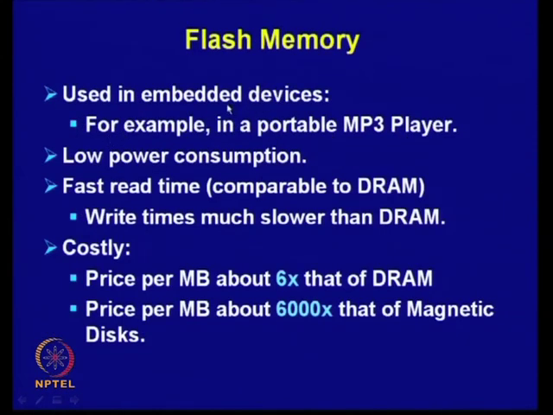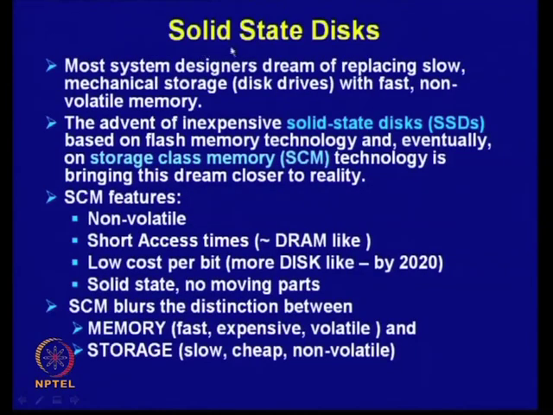Flash memory has become very popular in recent years, particularly in embedded systems and portable MP3 players, because of their low power consumption and fast read. As I mentioned, write time is much slower than DRAM, but in embedded applications like an MP3 player, it is primarily used for reading and rarely used for writing. Most of the time you are reading. It is costlier than dynamic RAM, about 6 times costlier, and the price per megabit is about 6,000 times that of magnetic disks. However, the price is falling, and that has led to the development of solid state disks.